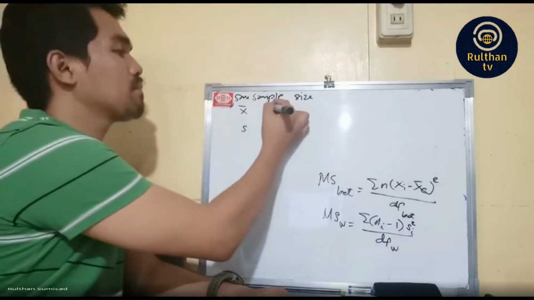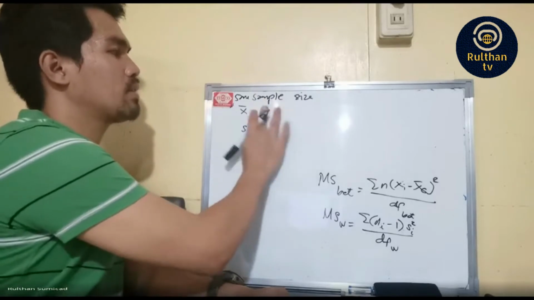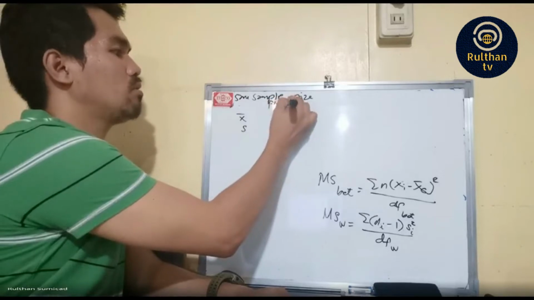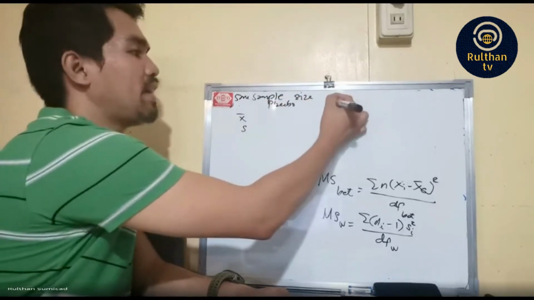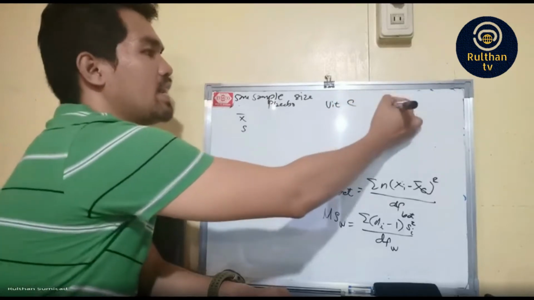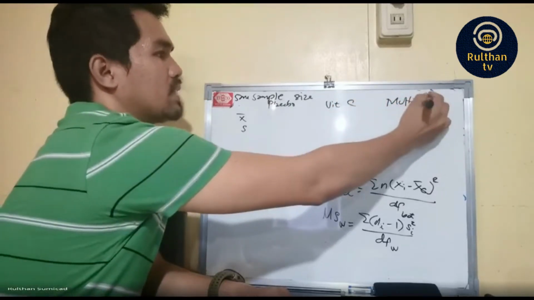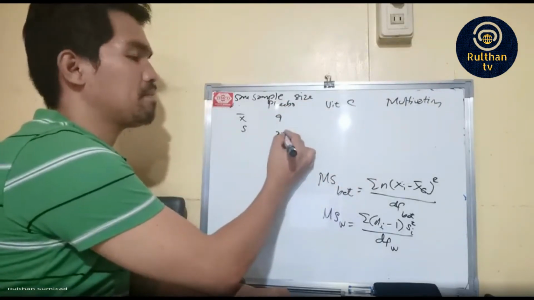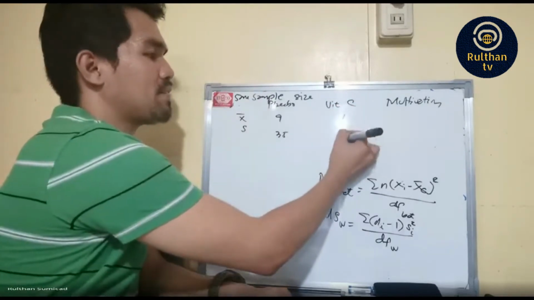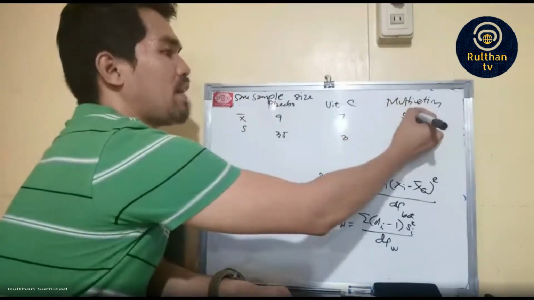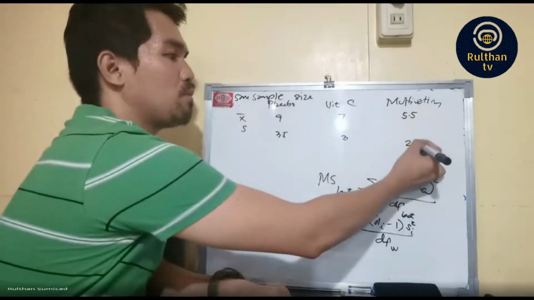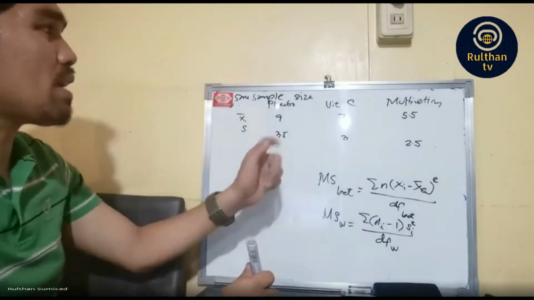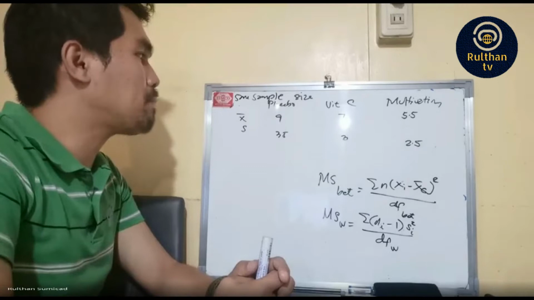So we have x bar: placebo 9, vitamin C 7, and multivitamin 5.5. The standard deviations are 3.5, 3, and 2.5. So if you look at this, look at the situation here, we have placebo 9.